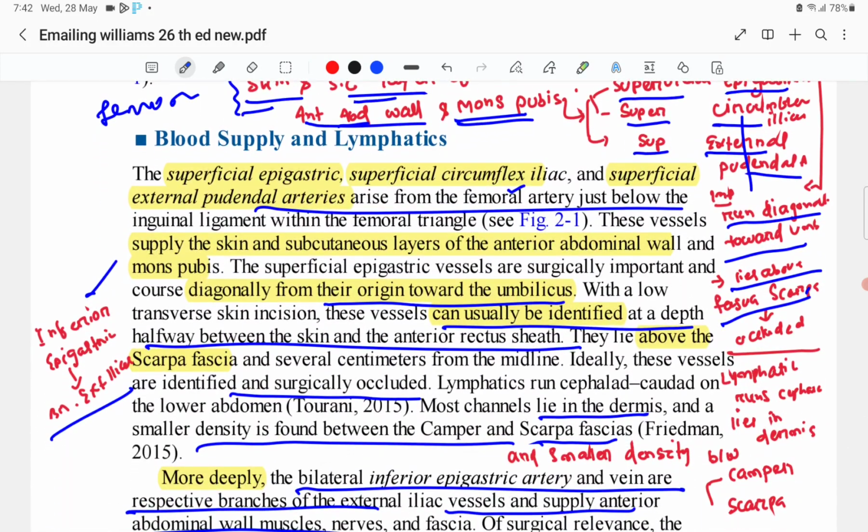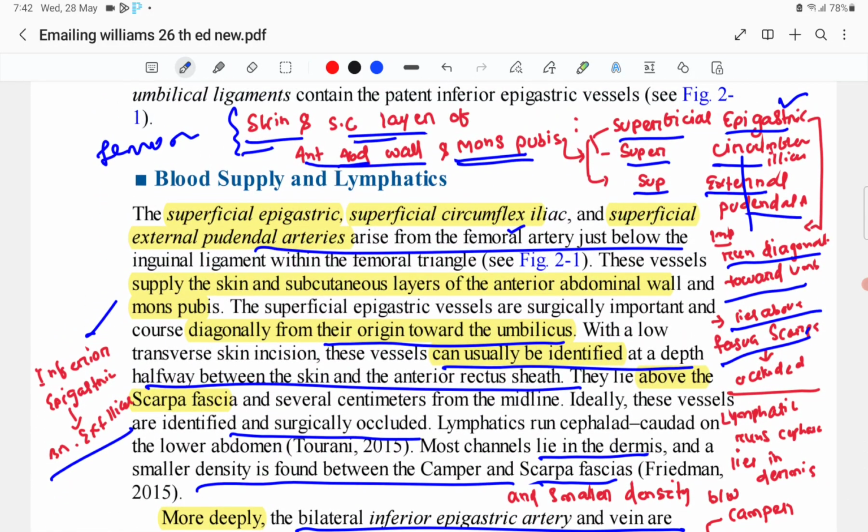Then blood supply and the lymphatics. Basically, first you will discuss the blood supply. You will know all the layers, and then the applied anatomy. The blood supply here has many applied anatomy points. For the superficial blood supply, there are two arteries. One is your external iliac artery, and the other is the femoral artery.